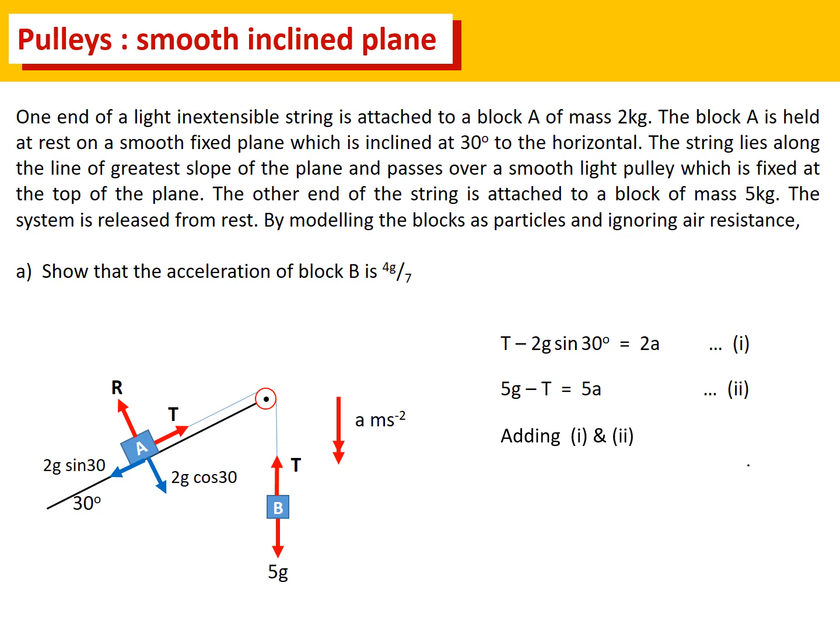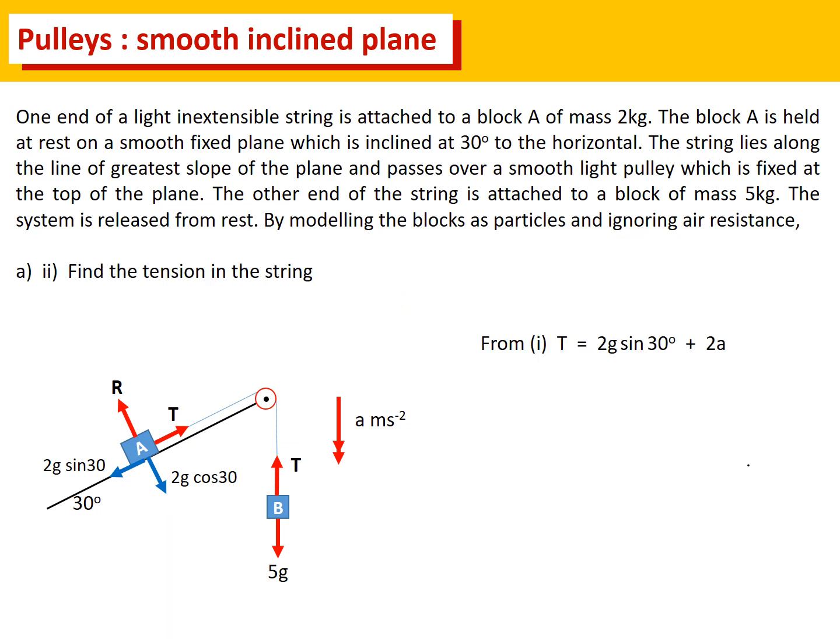Add the two equations together. The T's, the positive T and a negative T, will cancel out when you add. So we end up with 5g minus 2g sine 30 equals 7a. And dividing by 7 gives us 4g over 7 for our acceleration, which was what was given to us originally in the question. To find the tension in the string, from one of the equations we've already obtained, T equals 2g sine 30 plus 2a, and substituting in our value for a, we just end up with 21 newtons.